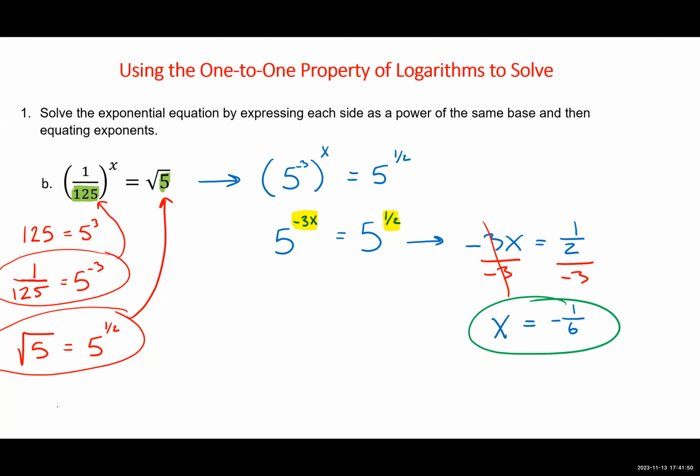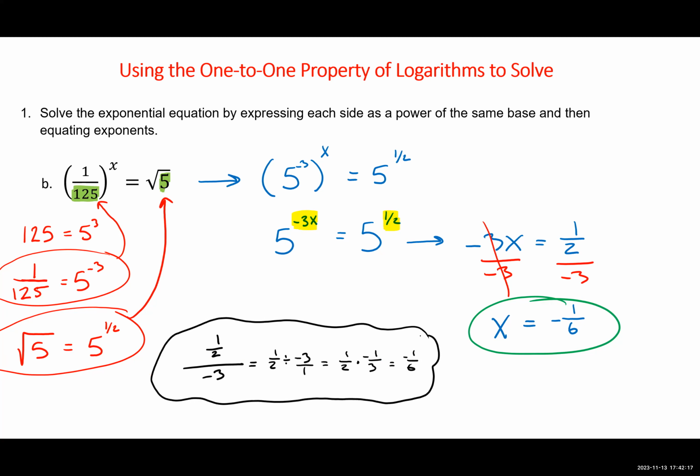So just like a little scrap work off to the side. 1/2 over negative 3 is 1/2 divided by negative 3 over 1, which is 1/2 multiplied by negative 1 over 3, which is negative 1 over 6. So that's one way of looking at it. And feel free to use the calculator as well.